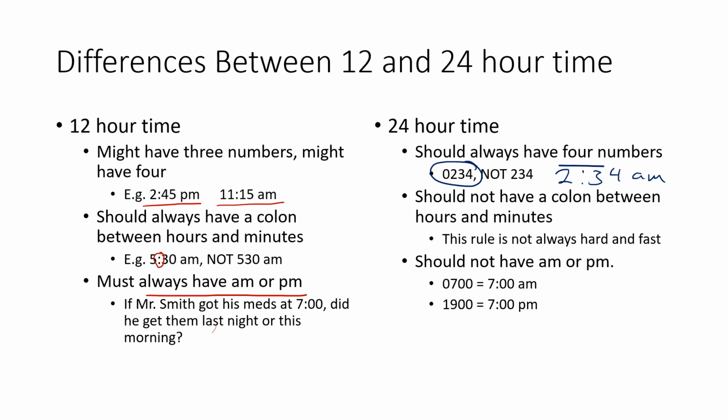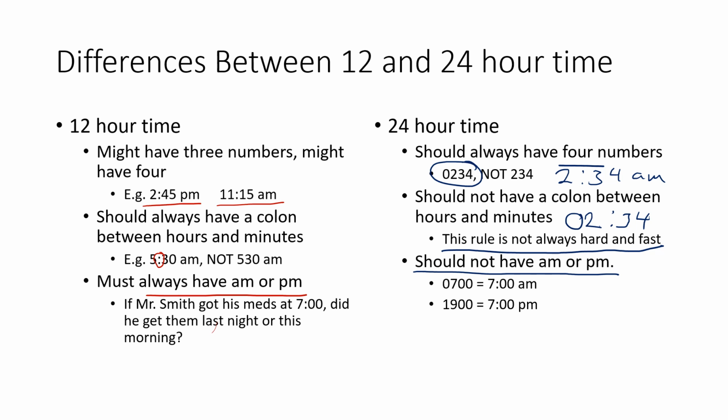So you should always have 4 numbers in there. You should not have a colon between the hours and the minutes, though this is not always a hard and fast rule. Sometimes you'll see something like 02:34, but generally speaking, you should not put a colon between the hours and the minutes. And obviously, you shouldn't have any AM or PM because we don't need it in 24-hour time.